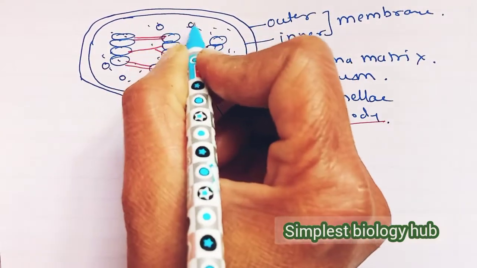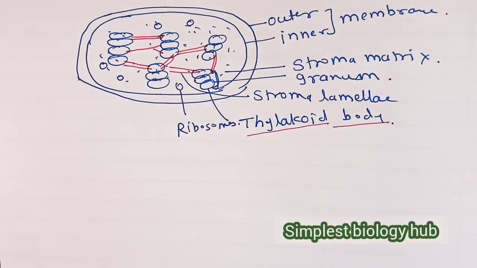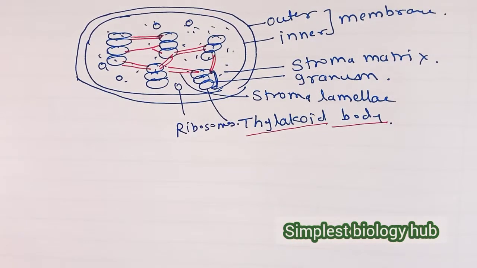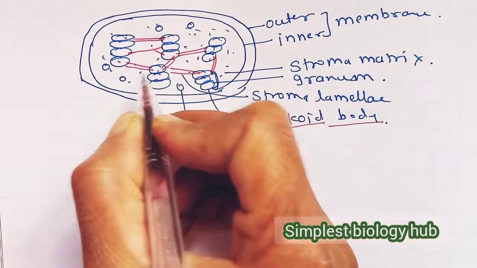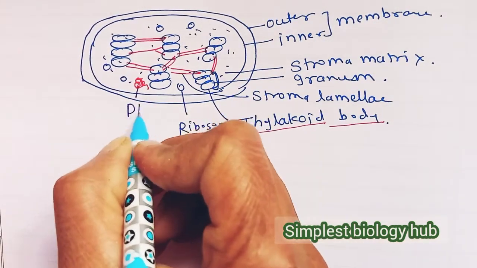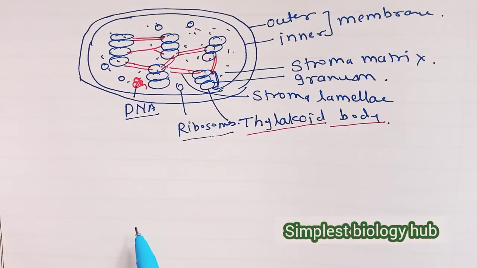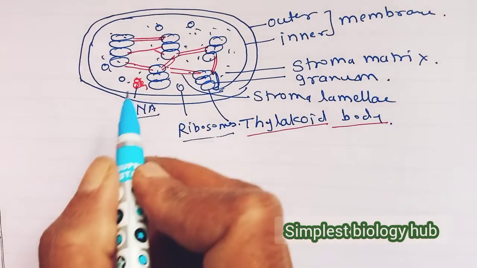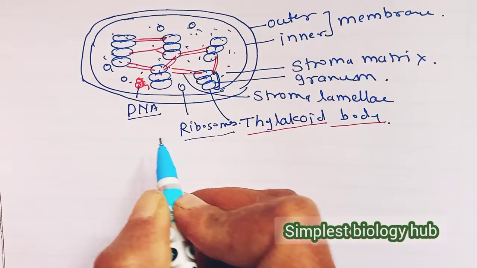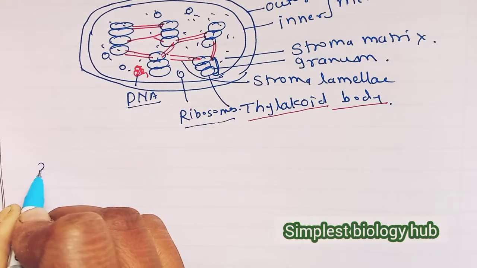Chloroplast has its own ribosomes, scattered in the matrix, and it has nuclear material in the form of DNA. It has its own DNA and its own ribosomes, that's why it has its own protein machinery, so it is called a self-duplicating unit. Whenever we talk about the chloroplast, two reactions take place in it.